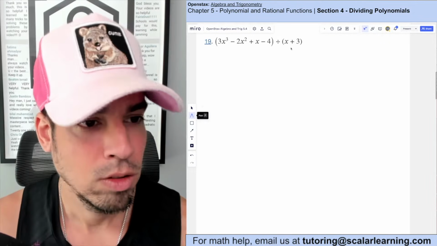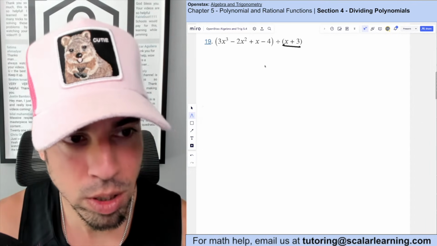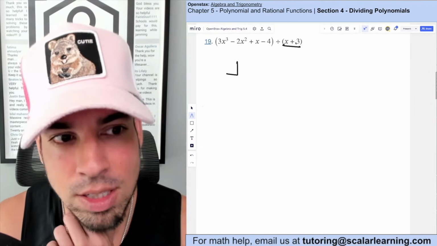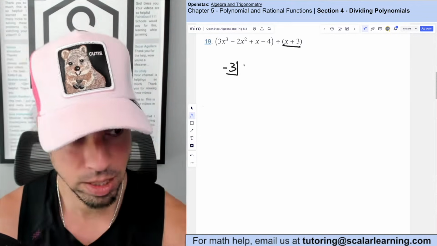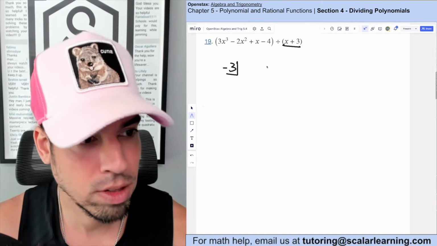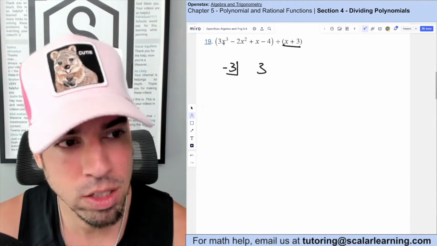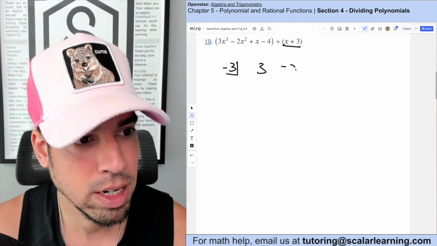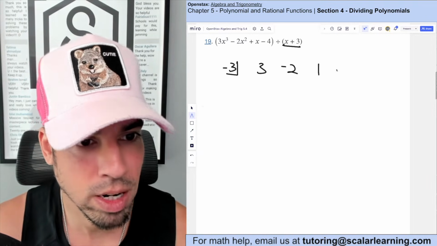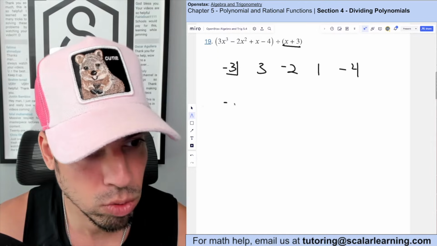Boom, done. So here, because we have x plus 3, what goes in the box for synthetic division is the opposite of that, which is negative 3. And then over here, we have the coefficients in order of greatest degree to least degree. 3, negative 2, 1, right? 1x, and then negative 4. Now we're going to go through the process.